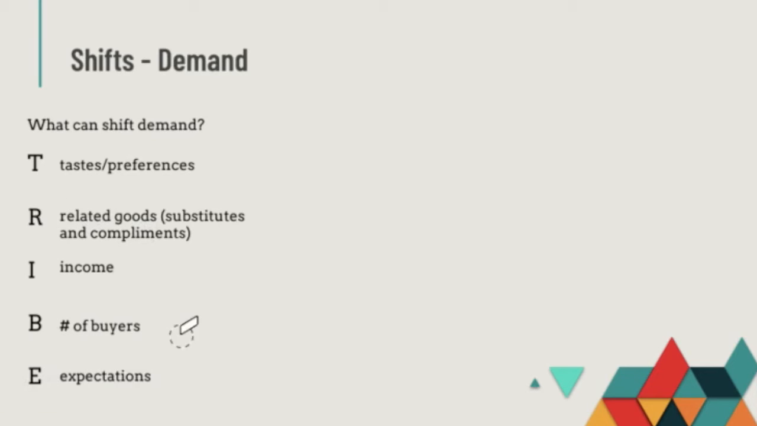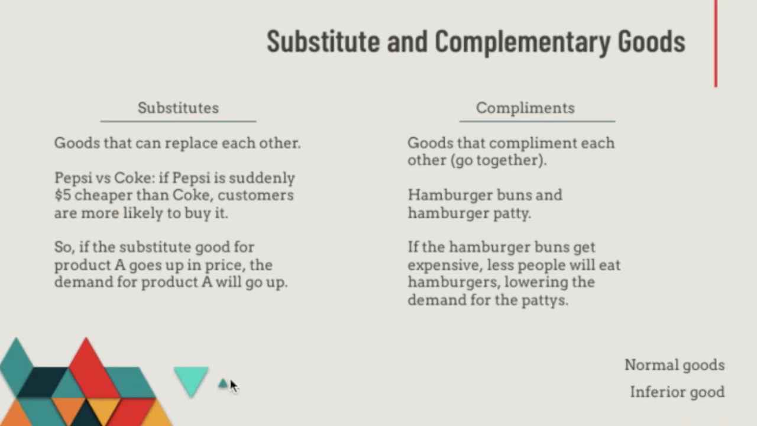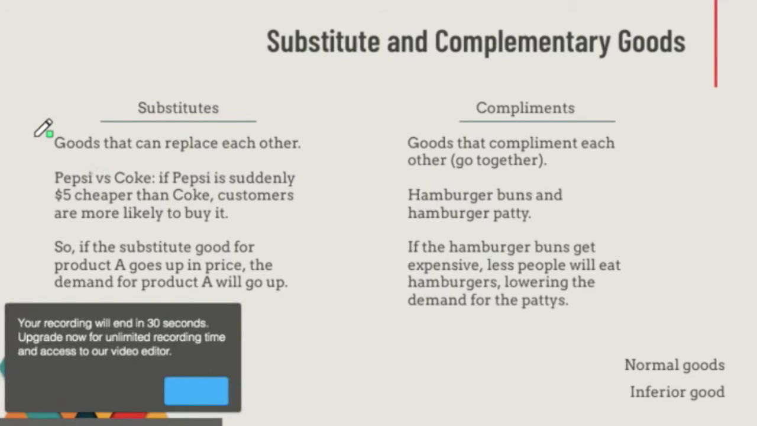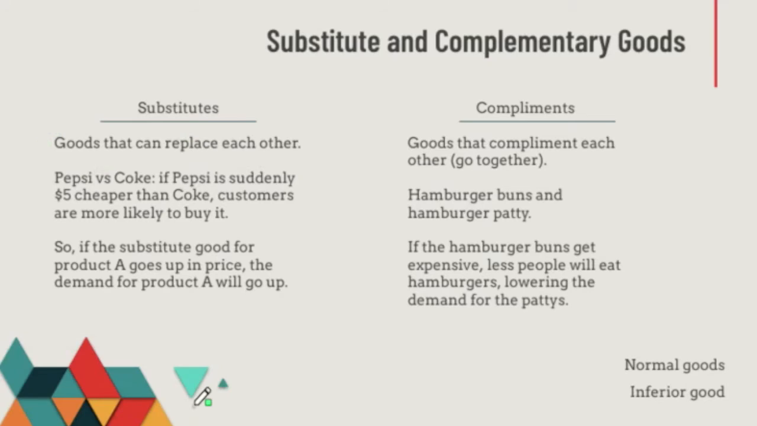Related goods are going to be referring to substitutes and complements. Substitutes are basically goods that can replace each other. It's what the name implies. For example, you can use Pepsi and Coke. If Pepsi is suddenly $5 cheaper than Coke, customers are more likely to buy the Pepsi because it's a cheaper option. So if a substitute good for product A goes up in price, the demand for product A will go up.